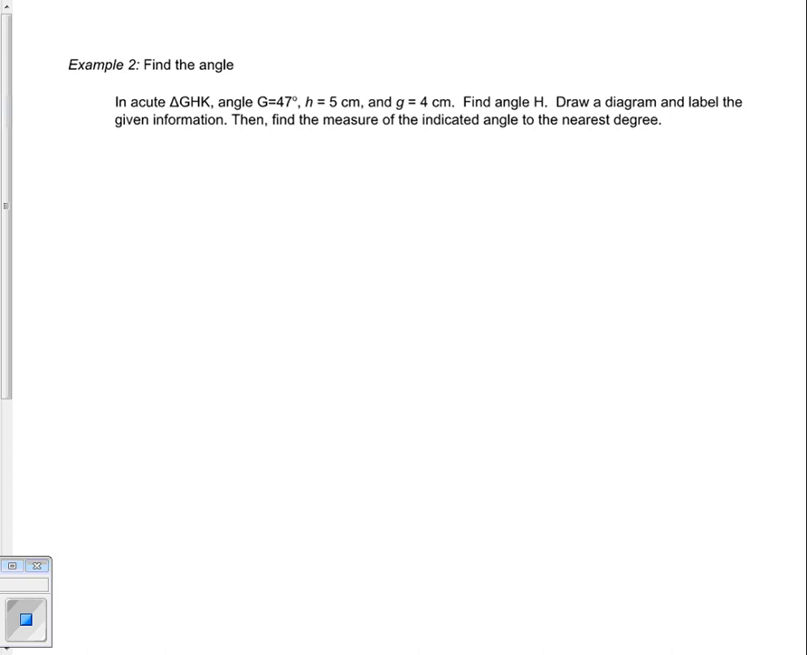We're going to review finding an unknown angle using sine law as well. So in this particular instance, it tells us that we have an acute triangle. It's called GHK. So we're going to draw a triangle. We're going to call it GHK. So let's call it G, H, and K.